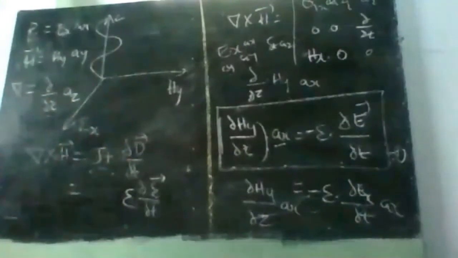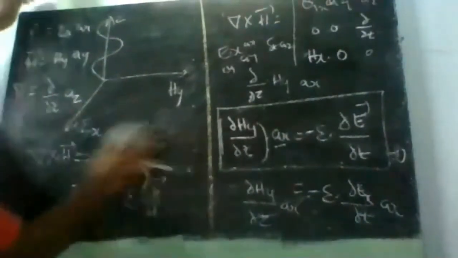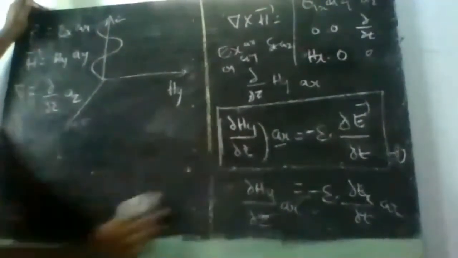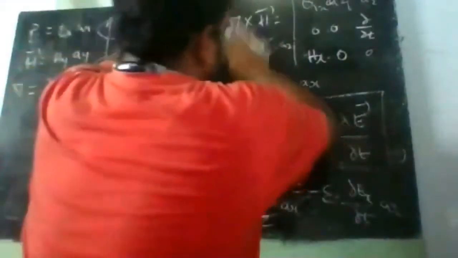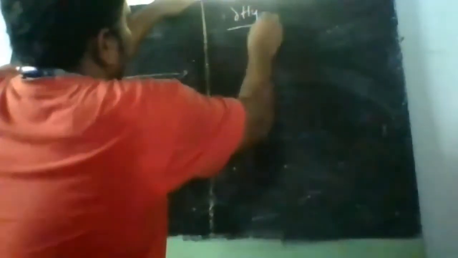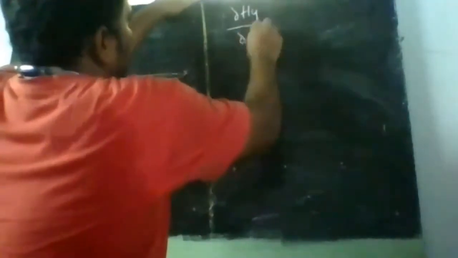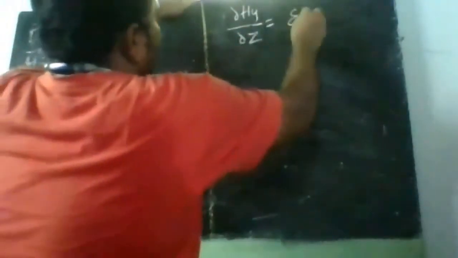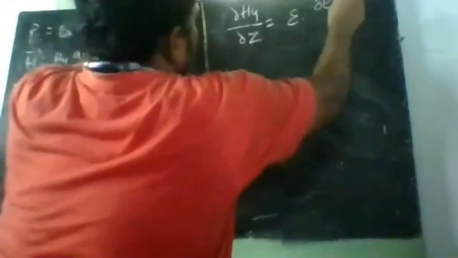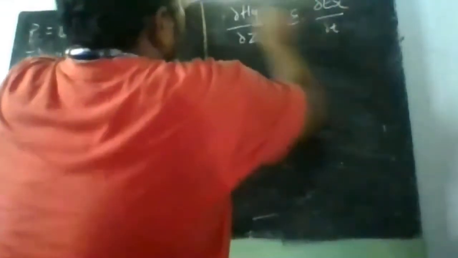This is one relation. Similarly, we can also solve for the other Maxwell equation. So write this equation as it is, and put it aside. The expression that we got is dou Hy by dou z is equal to minus epsilon into dou Ex by dou t. So put this as equation 1, and solve for the other expression.